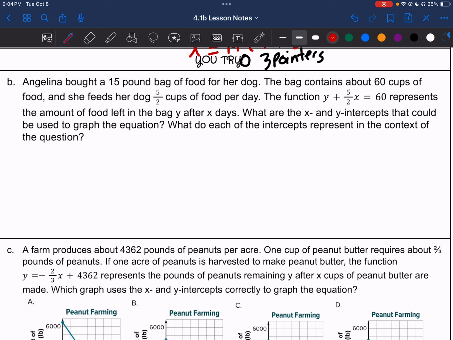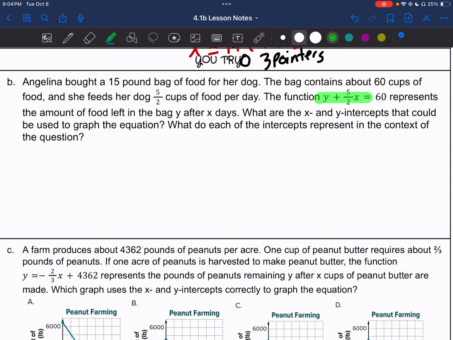So Angelina bought a 15-pound bag of food for her dog. The bag contains about 60 cups of food, and she feeds her dog 5 cups of food per day. The function y plus 5 halves x is equal to 60 represents the amount of food left in the bag, y, after x number of days. What are the x and y intercepts that could be used to graph the equation? And what do each of the intercepts represent in the context of the scenario?